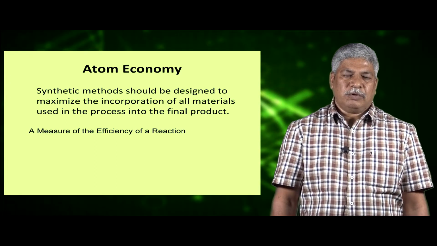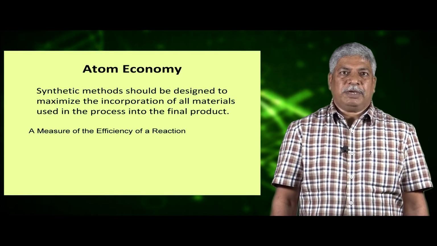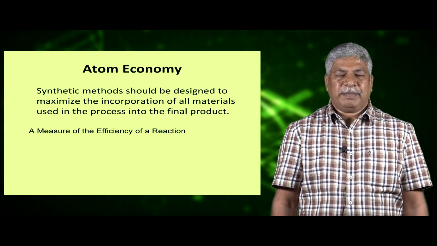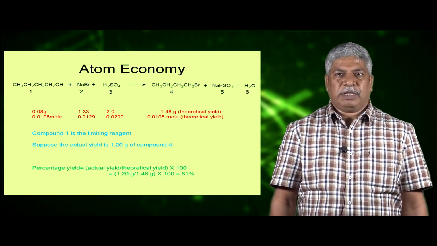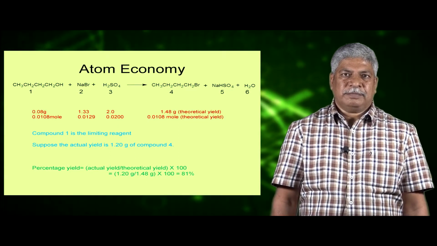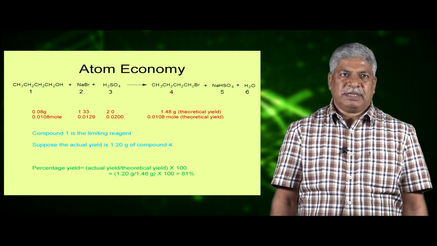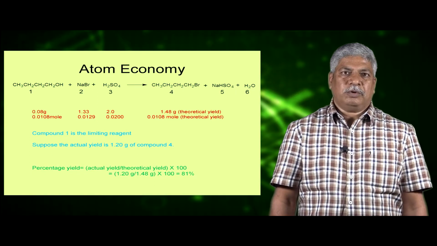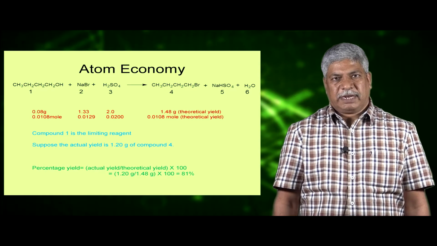So in doing so, conventionally what we do is, we calculate the percentage yield. In calculating the percentage yield, what is the advantage, what is the disadvantage? So we will see by taking an example. Say in this reaction, butanol reacts with sodium bromide in presence of sulfuric acid to form N-butyl bromide, sodium hydrogen sulfate and water. So in this reaction, the main substrate is N-butanol and the product of interest is N-butyl bromide.